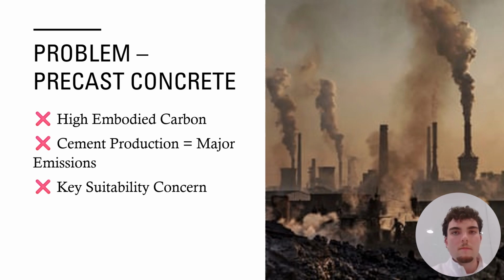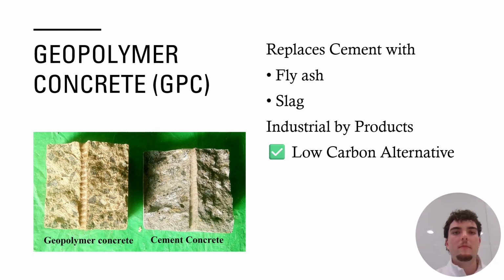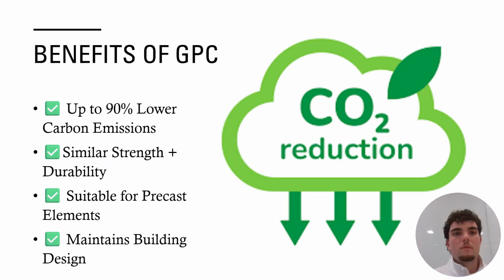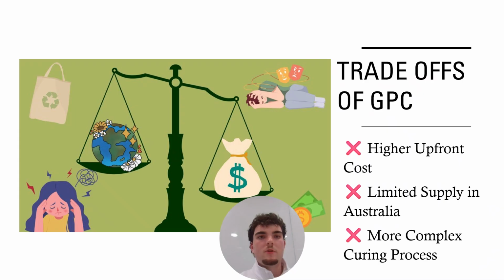cement production. Geopolymer concrete replaces cement with industrial byproducts such as fly ash and slag, making it a low-carbon alternative. Geopolymer reduces emissions by up to 90% while maintaining similar strength and durability. Geopolymer has higher costs and more complex manufacturing requirements.